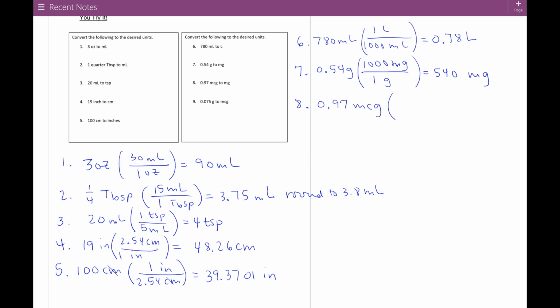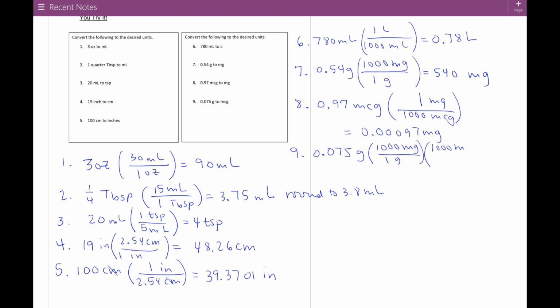0.97 micrograms times 1 milligram per 1,000 micrograms. And that's going to be 0.00097 milligrams. And don't forget your leading 0. And then number 5, 0.0075 grams times 1,000 milligrams in each gram times 1,000 micrograms in each milligram, and you're going to get 75,000 micrograms. No decimal, no trailing 0.